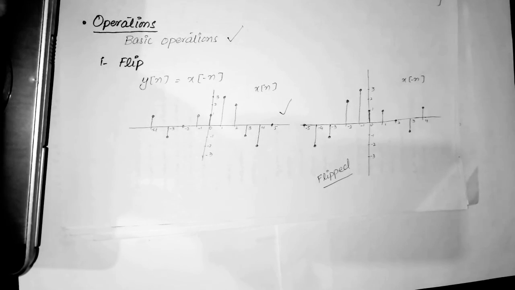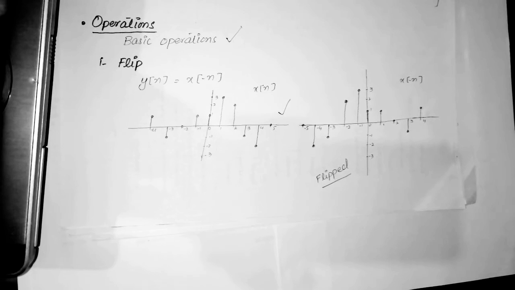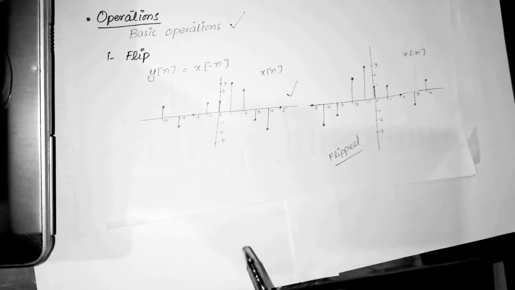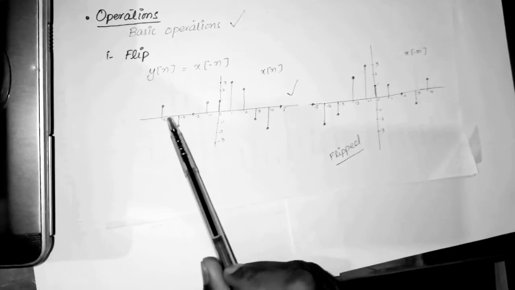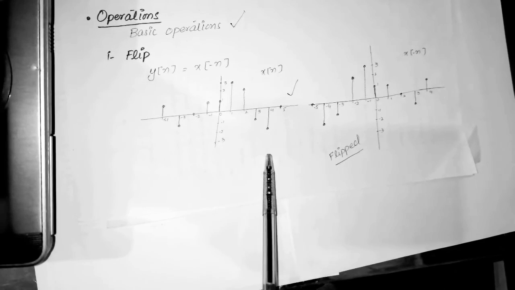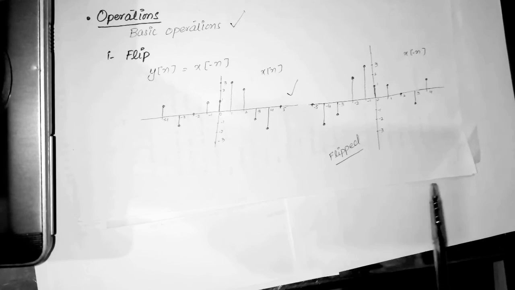Our next topic is operations on signals. Here we have an example of a flipped signal. We have x of n given in the first figure and y of n given in the second figure.